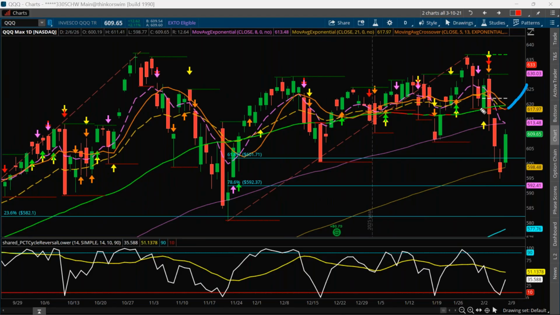So that's coming in right about 618, 620. So what I'll be looking for Monday or Tuesday is if this comes up here and stalls, then I'll be looking to probably set up a short trade for a retracement. That's what we call a retracement failure.